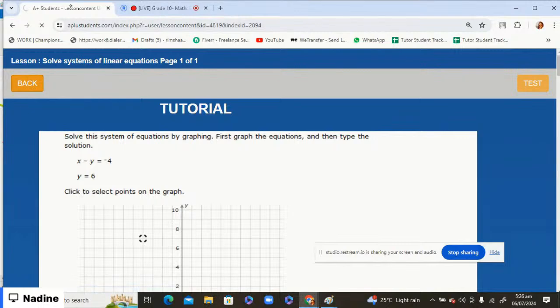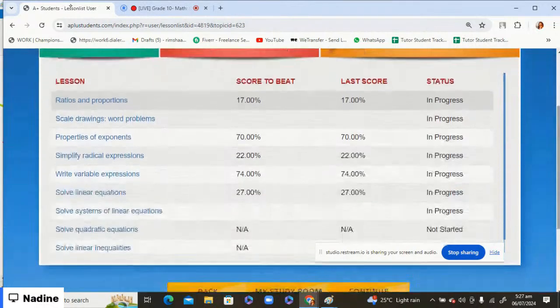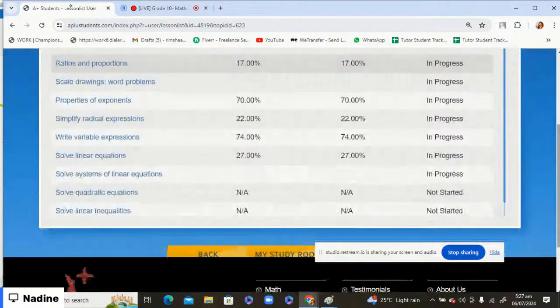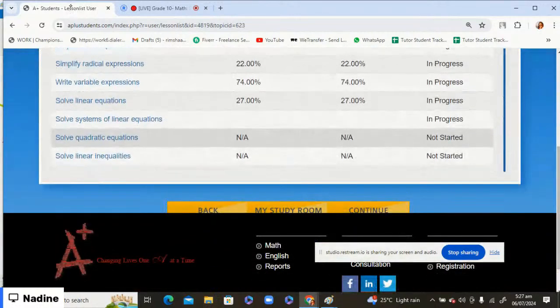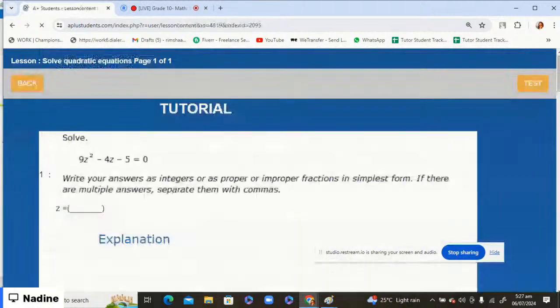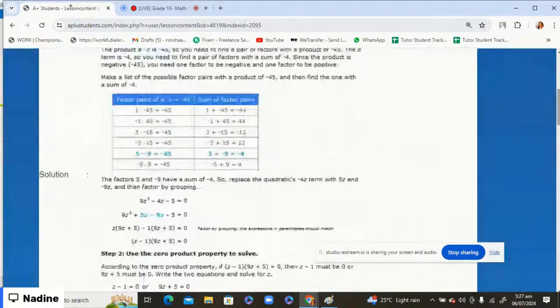Let's do the next one. Solve the quadratic equations, and then it's the last one. So here we apply the quadratic formula. It's so simple.